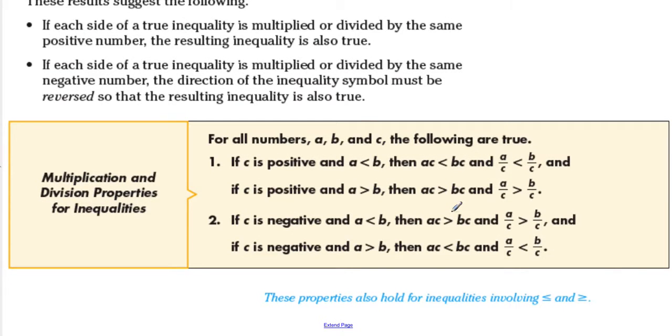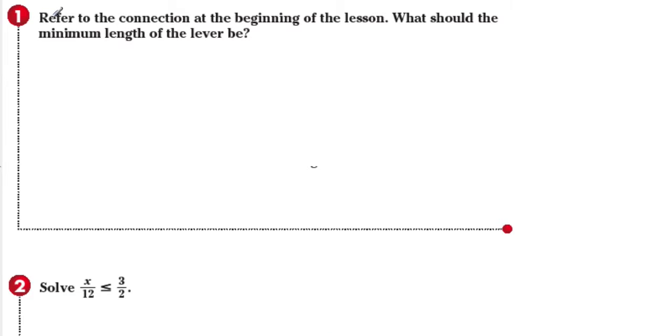These properties also hold for inequalities involving less than or equal to and greater than or equal to. So these inequalities will hold true with those as well. Let's take a look at example number 1 and see how this works. Refer to the connection at the beginning of the lesson. What should the minimum length of the lever be?